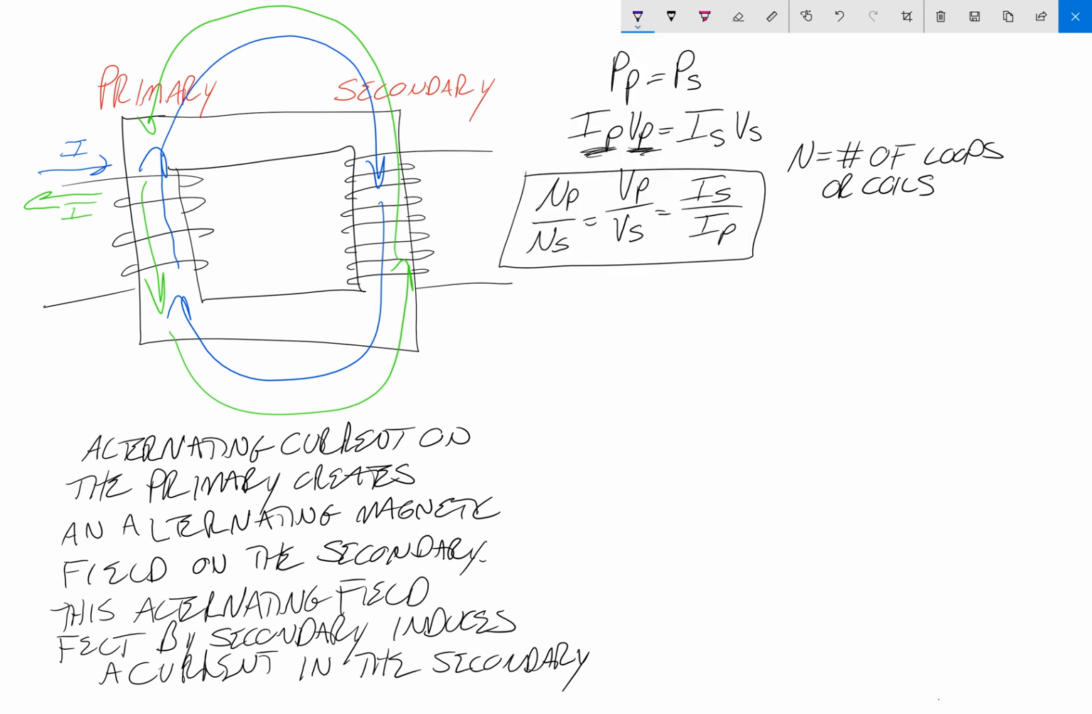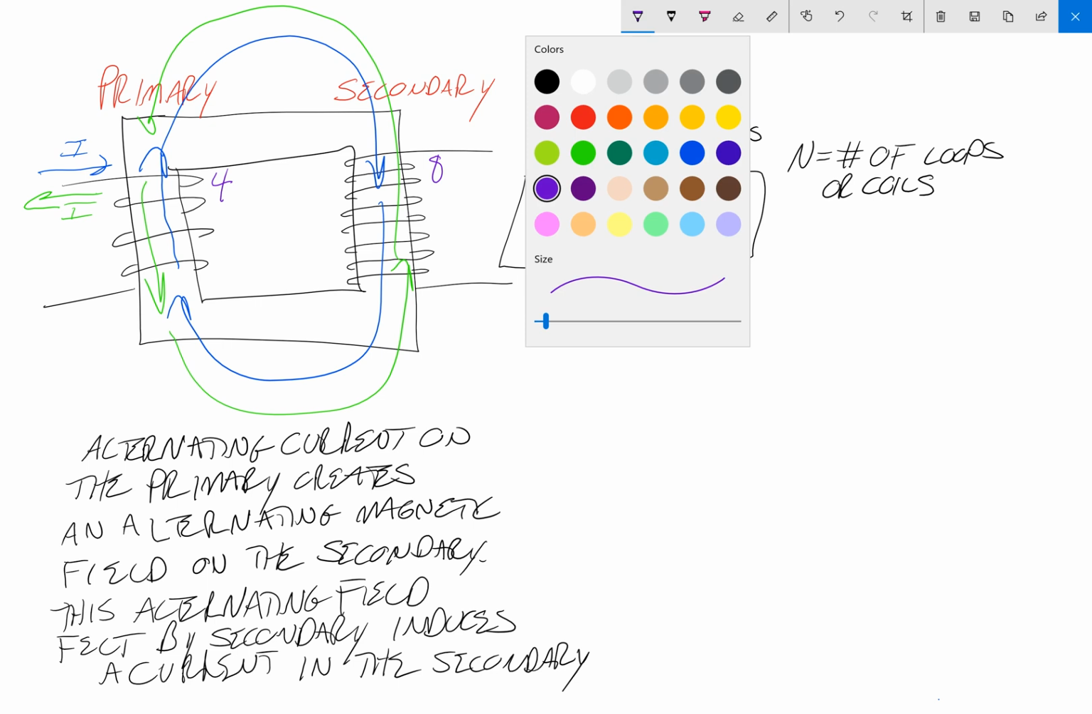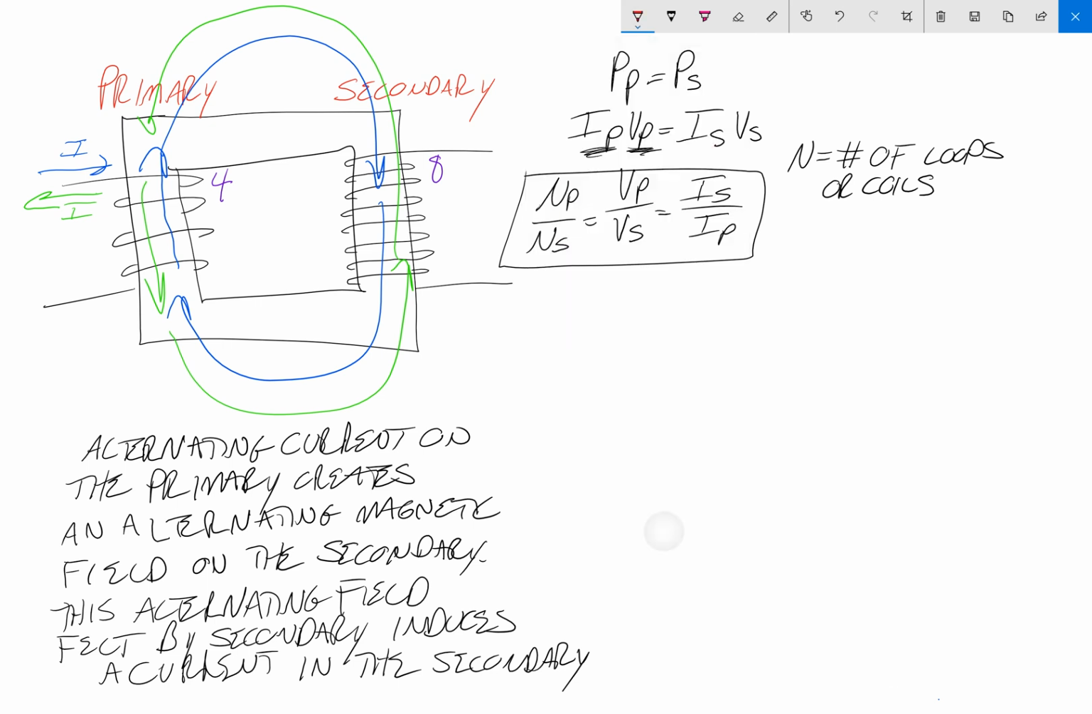All right, so this side has 4 turns. The primary side has 4 turns. The secondary has 8. I drew it like that on purpose. And let's just say that the left side has a voltage of, what's an easy math? 500 volts. How about that? Okay, well, what's the voltage on the secondary? This is very easy math. Number of turns on the primary, 4. Number of turns on the secondary, 8. Voltage on the primary, 500 volts.